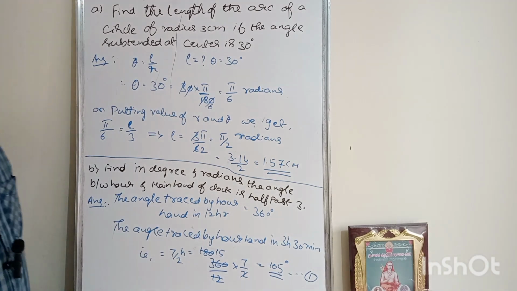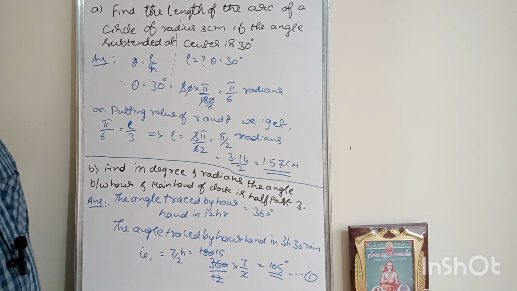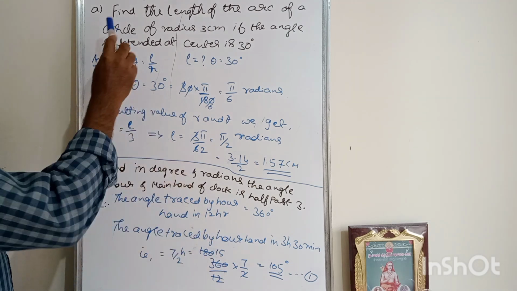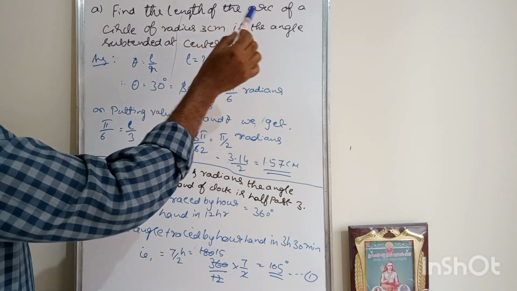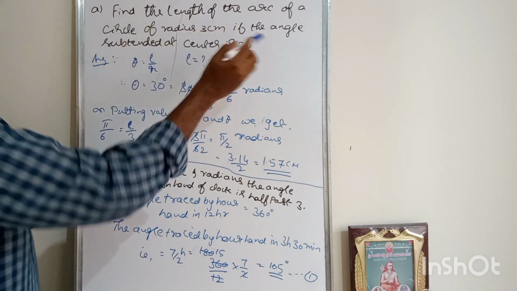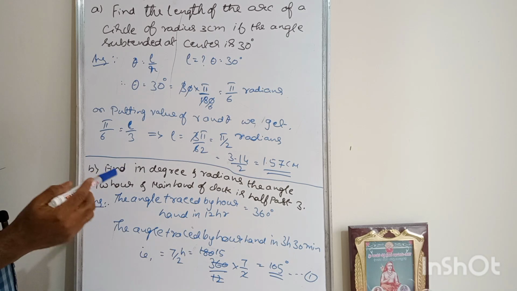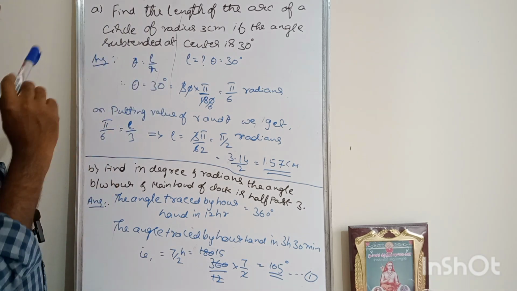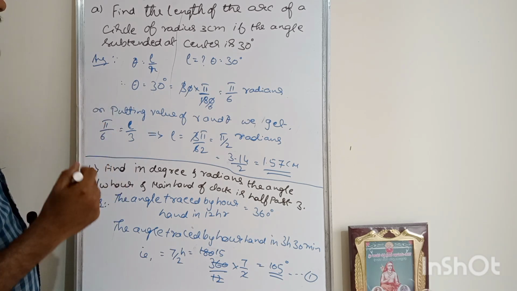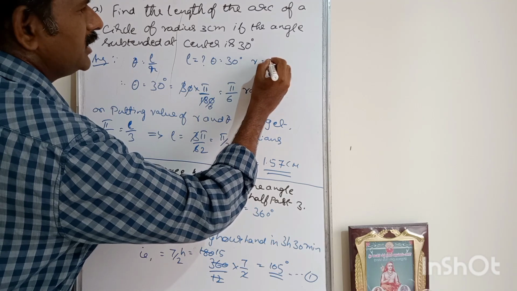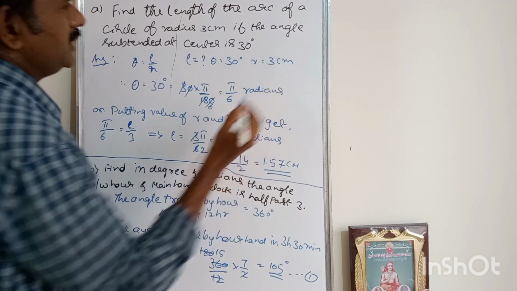Today we are going to solve some problems on trigonometric functions. The first problem is: find the length of the arc of a circle of radius 3 centimeters if the angle subtended at the center is 30 degrees. The radius is given as 3 centimeters. Then r is equal to 3 centimeters.